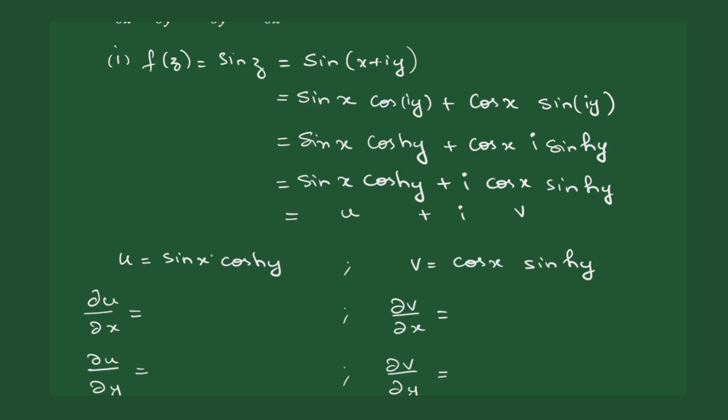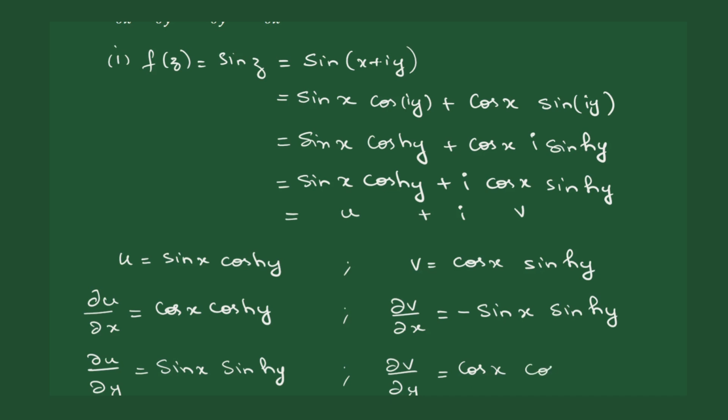So dou u by dou x is the differentiation of sin x, which is cos x, into cosh y. Similarly, dou v by dou x is minus sin x, because differentiation of cos is minus sin, and then sinh y. Similarly, dou u by dou y: we have to differentiate cosh y with respect to y. Under hyperbolic functions, differentiation of cosh is sinh and differentiation of sinh is cosh. No negative sign will come. So we can write it directly as sin x and then sinh y. Similarly, dou v by dou y should be cos x into cosh y. So minus won't come.